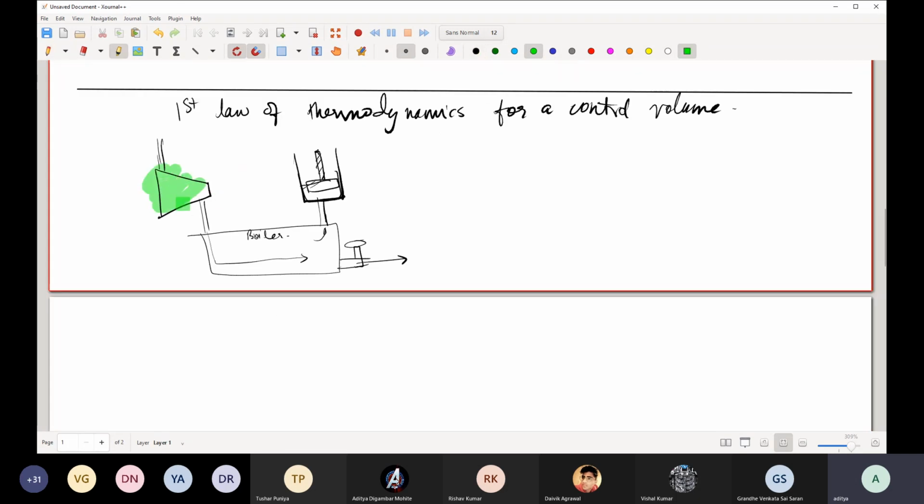This particular part is a turbine, this particular part is a boiler, and this particular part is the cylinder where the steam can go and push this piston, and finally you have some exit. Let us draw how one would analyze such a system.